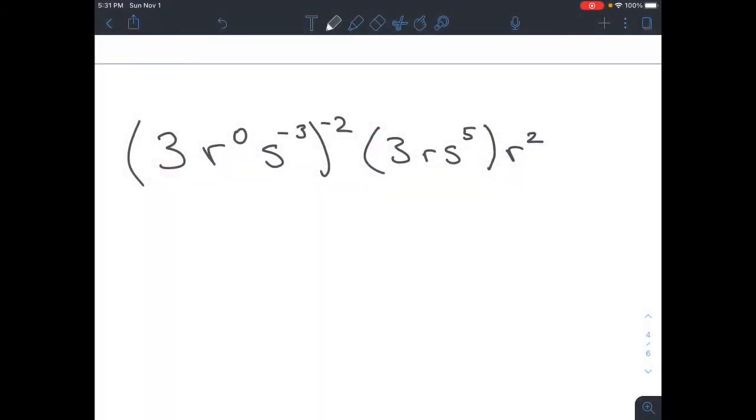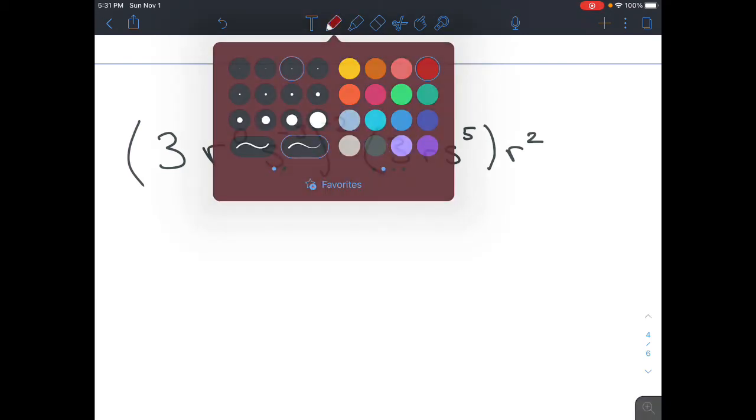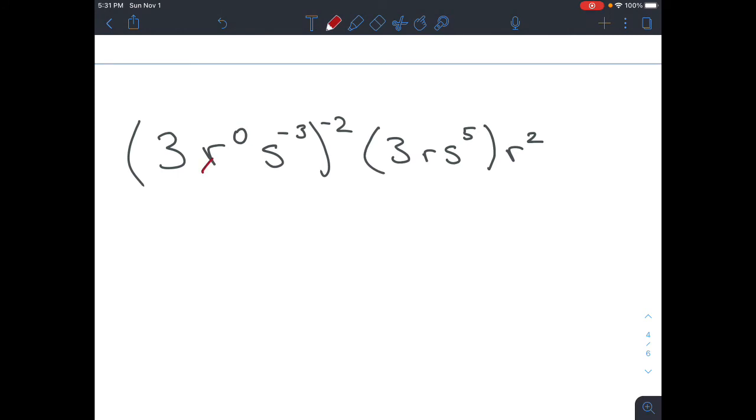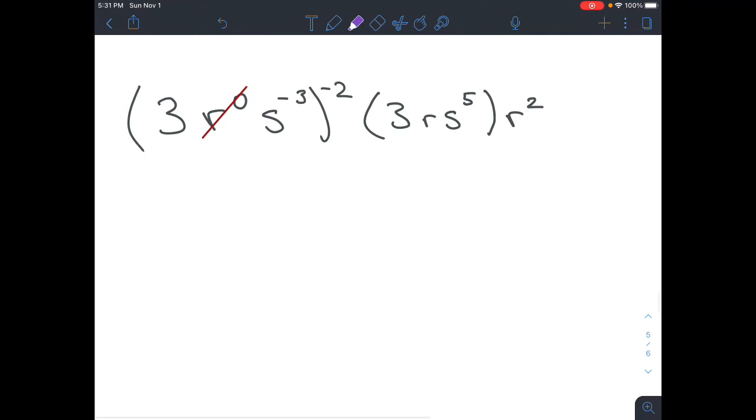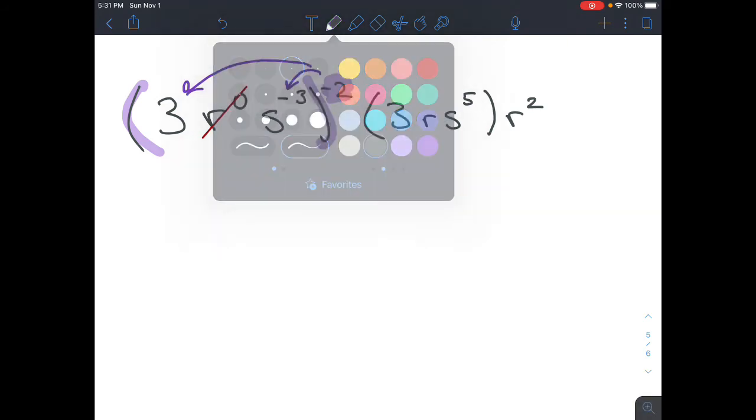Here's another messy exponential expression. 3r to the 0, s to the negative 3, all raised to the negative 2, times 3r s to the 5 times r squared. I'm going to start by wiping out my terms with a 0 exponent. That just becomes a 1. Then I'm going to apply the power rule. So this negative 2 is going to apply to each of these remaining terms right here.